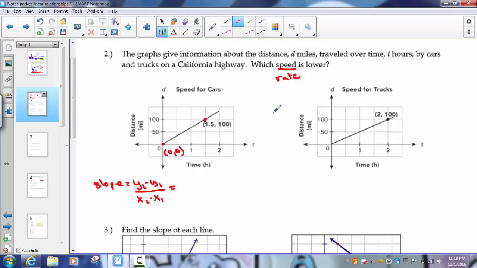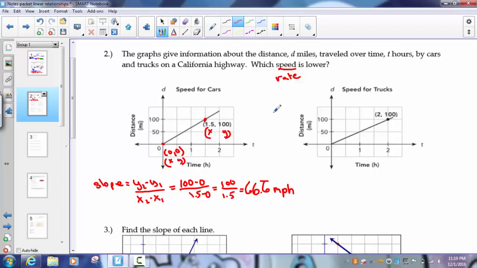So I'm going to subtract the y values. Remember, this is x, this is y, this is x, this is y. So I'm going to do y2 minus y1. Remember to put the y coordinates in the numerator, divided by x sub 2 minus x sub 1. So I'm going to have 100 divided by 1.5. When I divide this out, the result turns out to be 66.6 repeating. And this is miles per hour. So that's how fast the cars are going, 66 miles per hour.